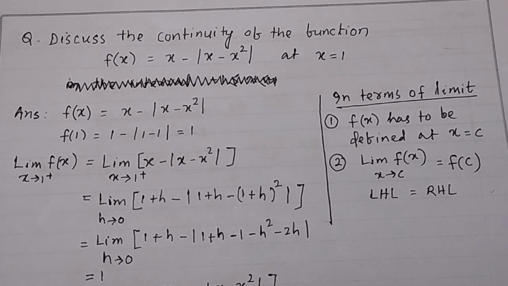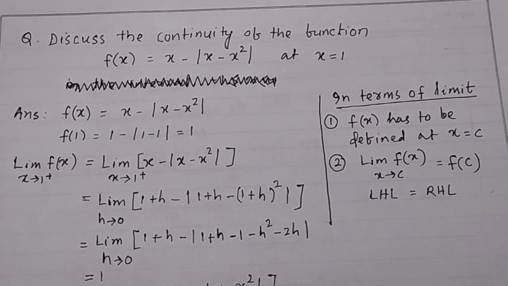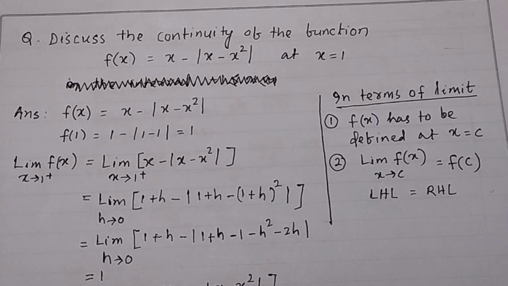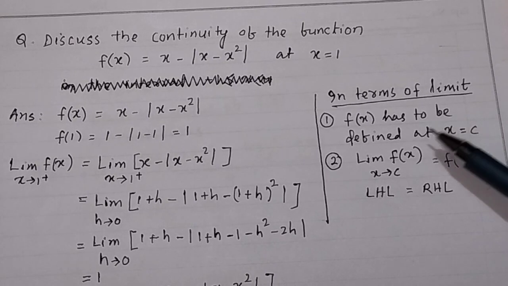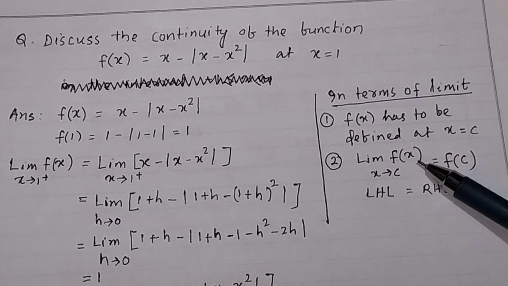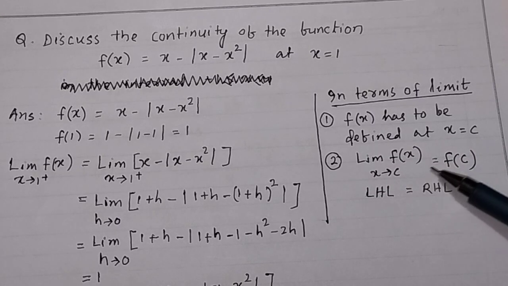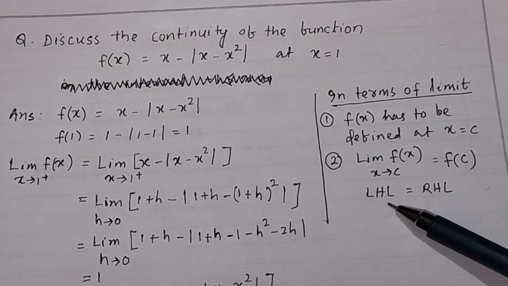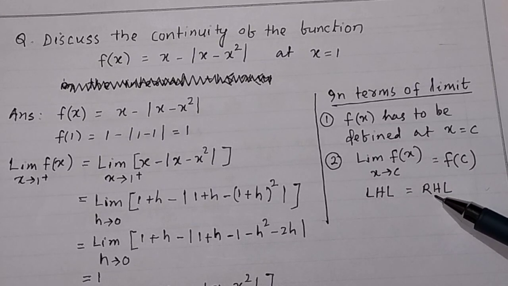Discuss the continuity of the function f(x) = x - |x| - x² at x = 1. We will discuss the continuity of the function in terms of limit. As you know, in terms of limit, the function has to be defined at x = c, and the limit of f(x) as x approaches c is equal to f(c). That is, the left hand limit is equal to the right hand limit.